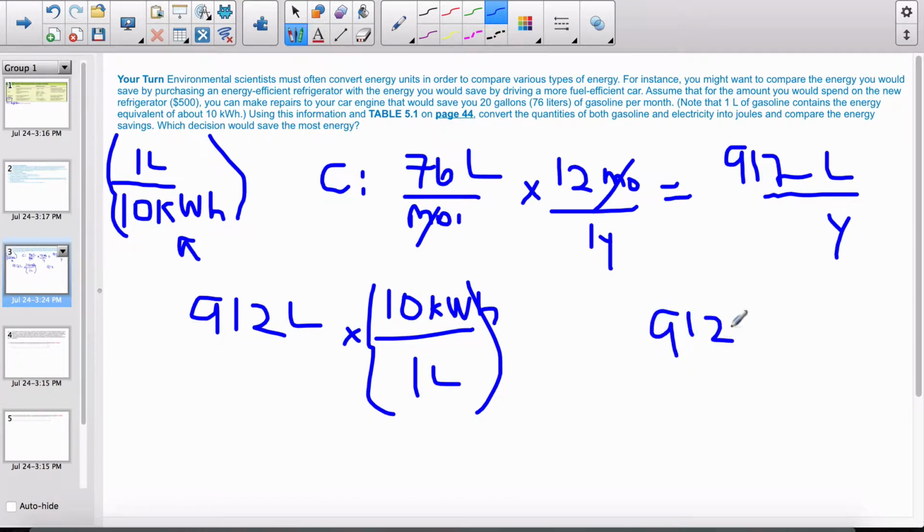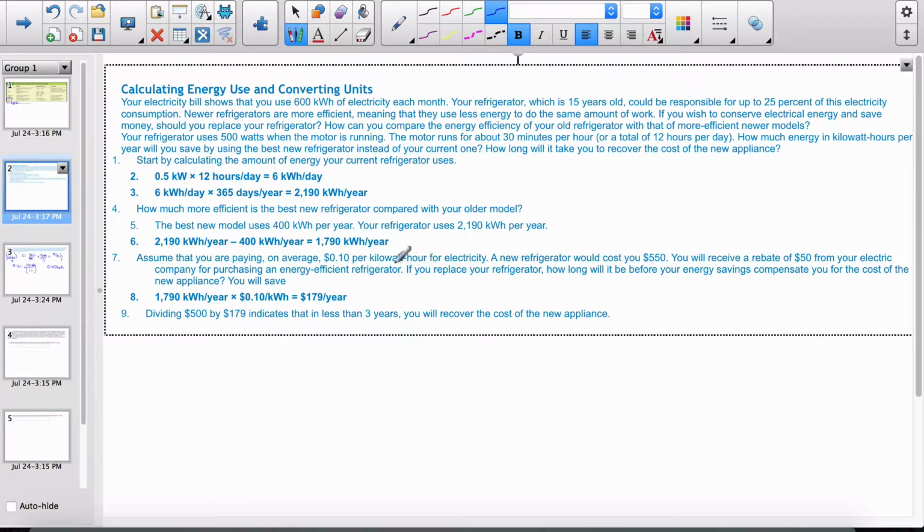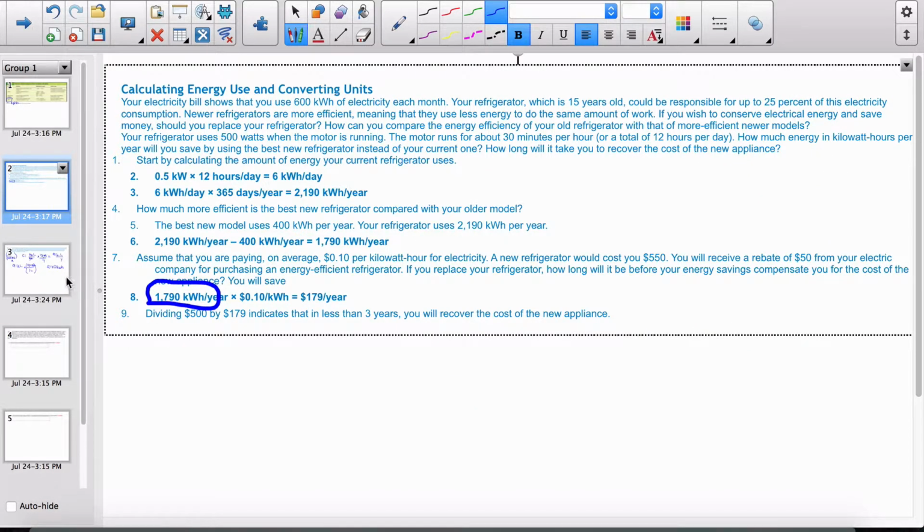All right, so you could probably do that in your head already. That's 9120 kilowatt hours. And if you remember from the previous answer, the fridge already saved you less, didn't it? It saved you, what is the answer? 1790 kilowatt hours per year. So already know you're saving more energy with the car. But it still wants you to convert the electricity into joules. So what was that? 1790 kilowatt hours.